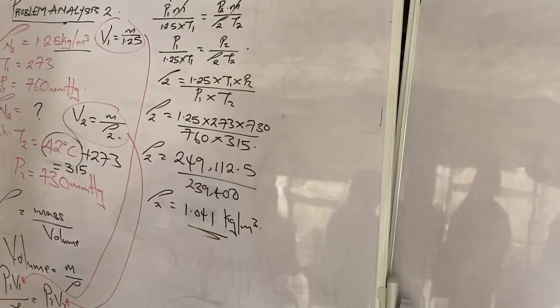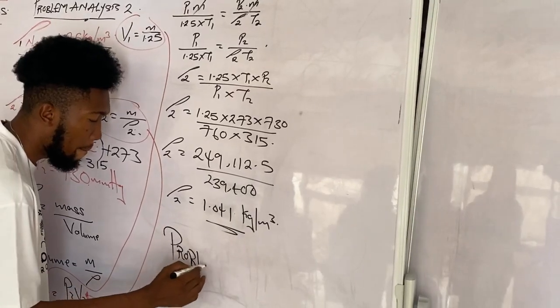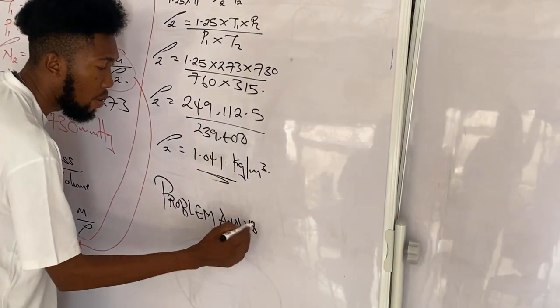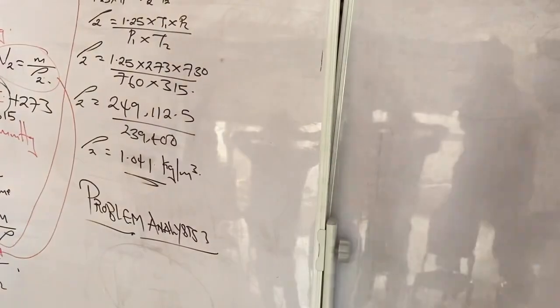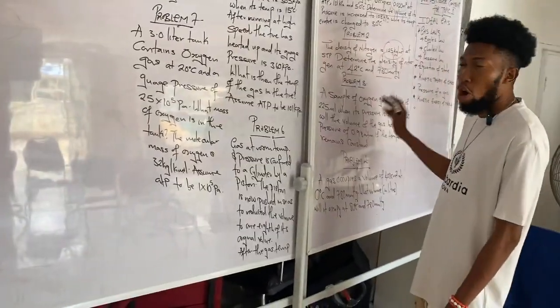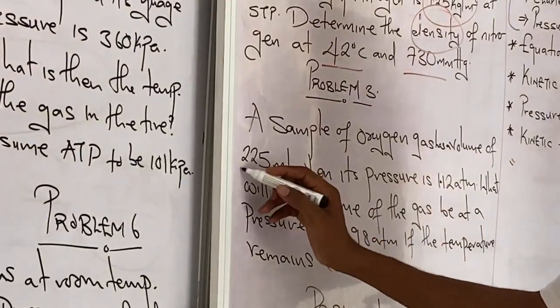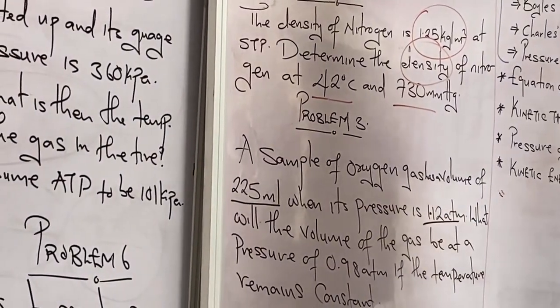So let's look at problem analysis 3. Problem analysis 3. So here now, they said a sample, these questions are not complex, a sample of oxygen has a volume of 225 mil. Mil is equivalent to centimeter cube actually. Mil when its pressure is 1.12 atm.